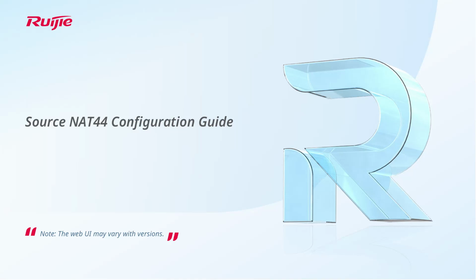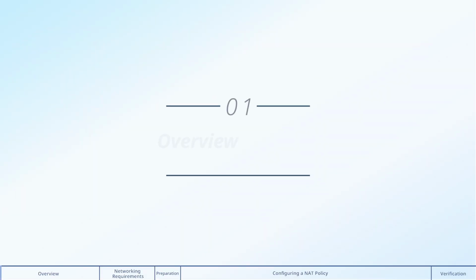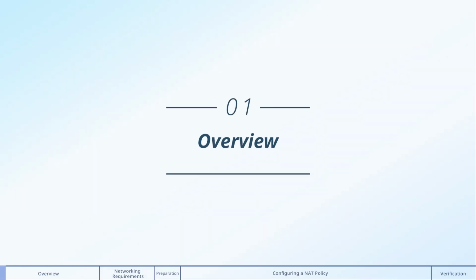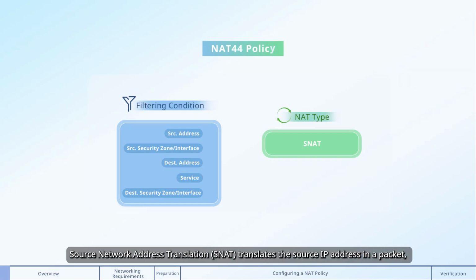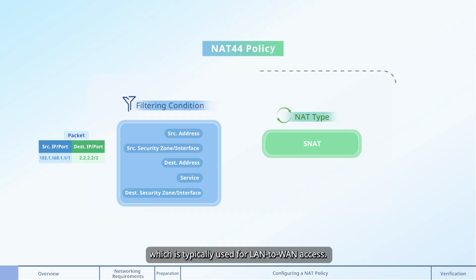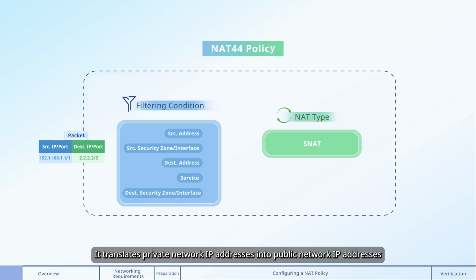This video demonstrates how to configure a NAT44 policy to translate source IP addresses. Source network address translation translates the source IP address in a packet, which is typically used for LAN-to-WAN access. It translates private network IP addresses into public network IP addresses so that private network users can use public network addresses to access the Internet.